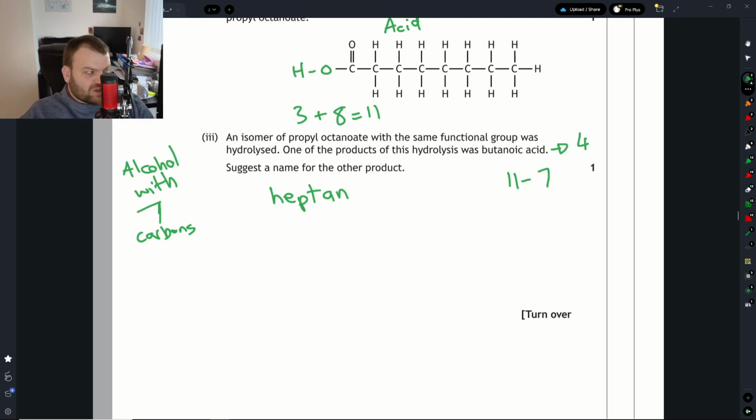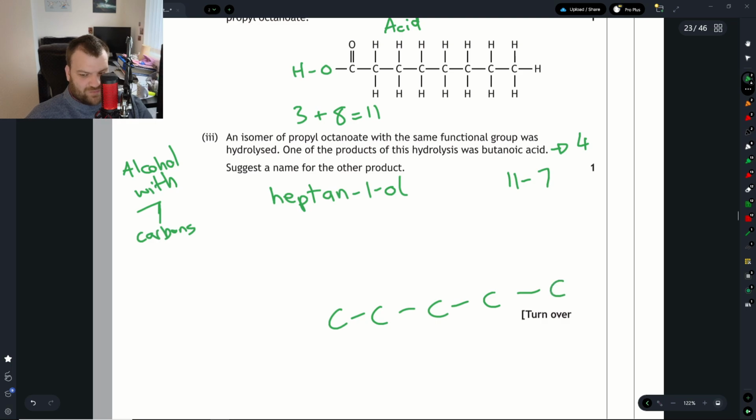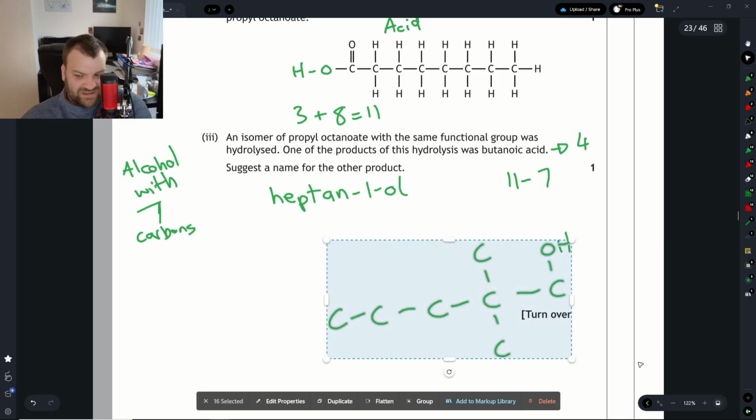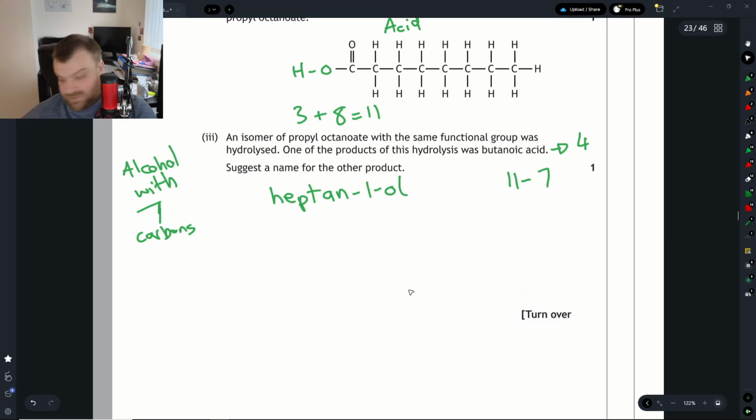We have all the possibilities that we could. I would end up just going with heptan-1-ol. You could have heptan-2-ol, 3-ol, or 4-ol. You could, if you wanted to, do some sort of funky branch thing. So you could maybe go for 5 carbons, an OH on the end, and then 2 methyl groups, something like that. That would just make it more complicated to name, but it is a correct answer. So I'm sticking with heptan-1-ol.